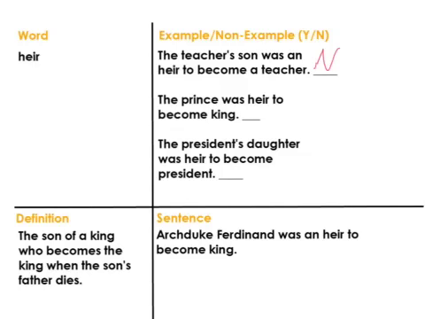The next one. The prince was heir to become king. Are we talking about kings here? Yes. So the answer is yes. Finally, the president's daughter was heir to become president. Now the president is a leader, but is this a king? No.